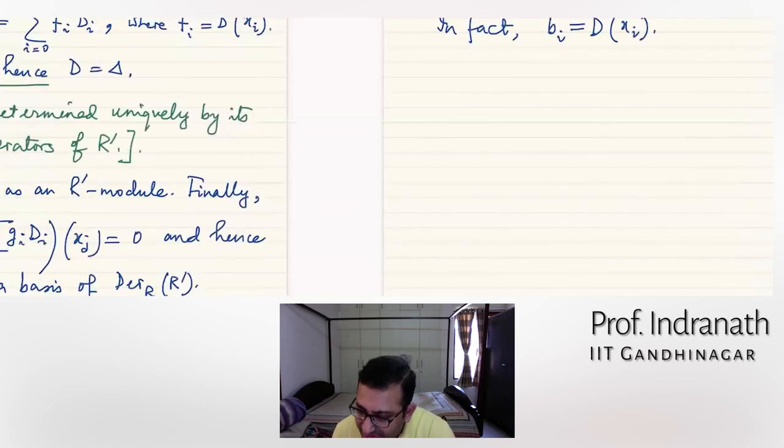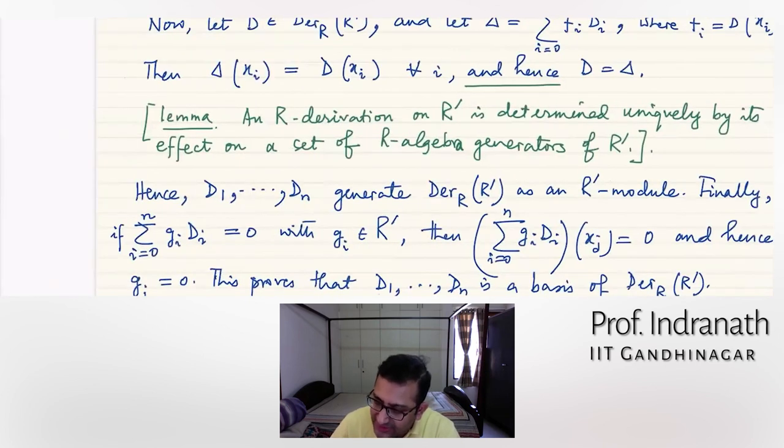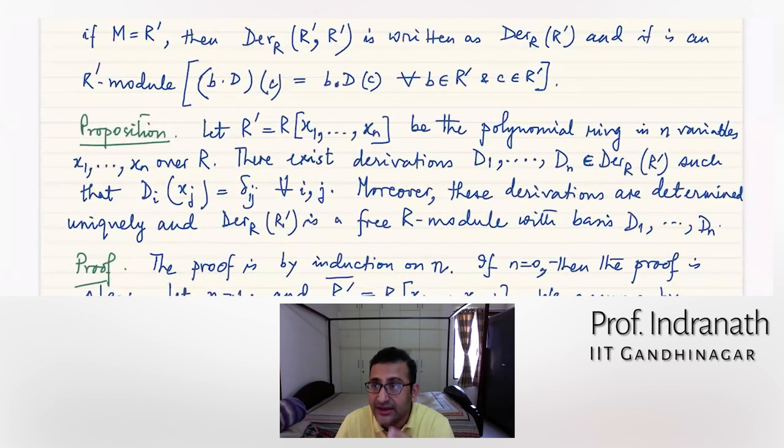So the message that you need to carry along is that if you have a polynomial extension, then your derivation module of R dash over R, that means R linear derivations, is a finitely generated free module with the basis d1, d2, dn. They will eventually be called del del x1, del del x2, and so on, del del xn. Okay, and this is a free R dash module. That's what we have proved. So that's what you have to remember.